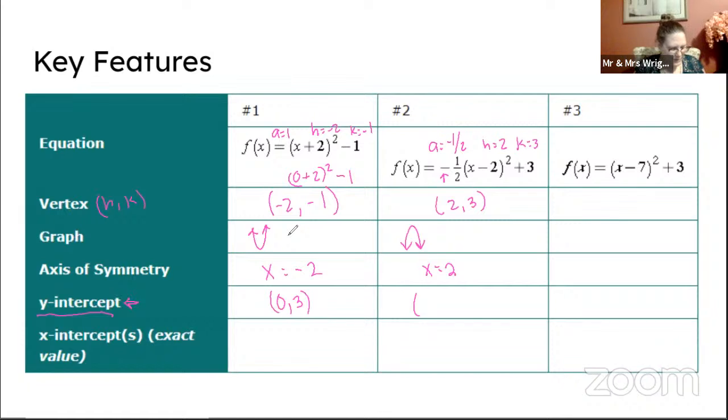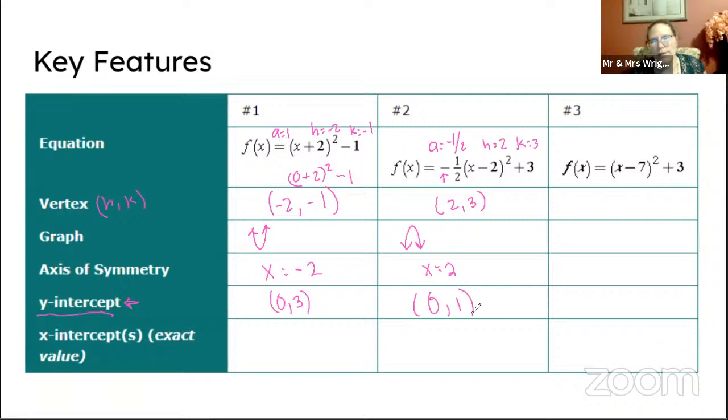Let's see if this is going to work. My calculator's trying to put in extra parentheses for me, so I'm going to have to do it how it wants me to. Parentheses, negative 1 divided by 2, close parentheses, open parentheses, 0 minus 2, close parentheses, squared, plus 3. There we go. It worked that time.